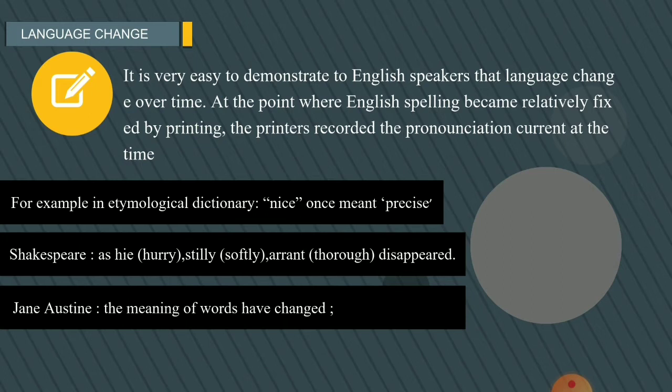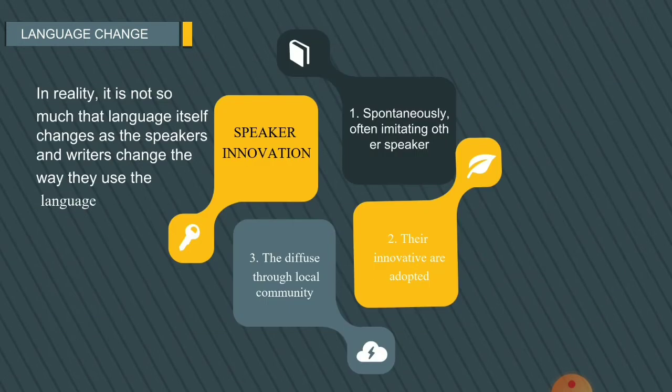In her books, a pleasing prospect refers to a landscape more often than an expectation, and to be sensible means to be aware or perceptive. In reality, it is not so much that language itself changes as the speakers and writers change the way they use the language, through speaker innovation. First, spontaneously, often imitating other speakers. Second, their innovations are adopted. And third, they diffuse through the local community.